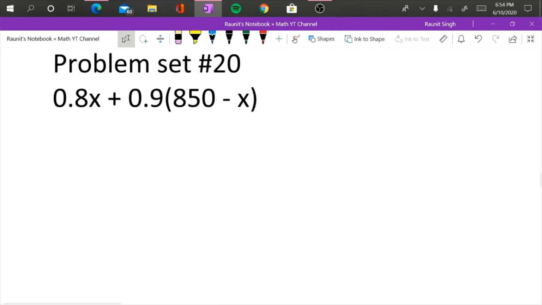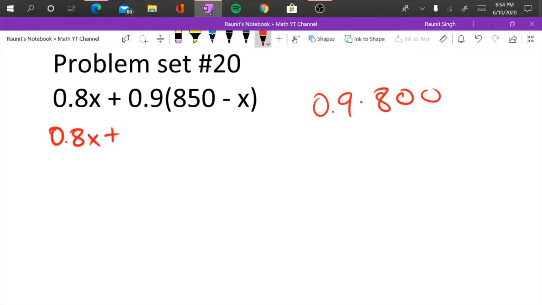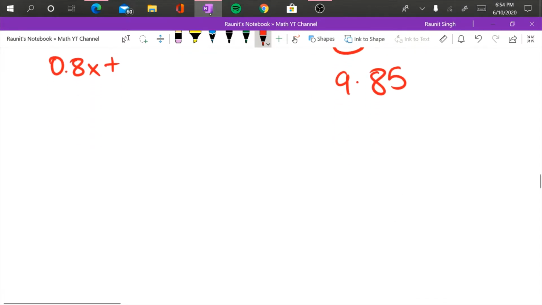So, 0.8x plus 0.9 times (850 minus x). In this one, we're going to have to use the distributive property. So we're going to leave 0.8x how it is, plus, since there's a 0 and we're multiplying not 800, 850, we can just remove the 0 and then bring the decimal over one place, so then it becomes 9 times 85. Since I don't know what 9 times 85 is, I'm just going to do it off to the side here.